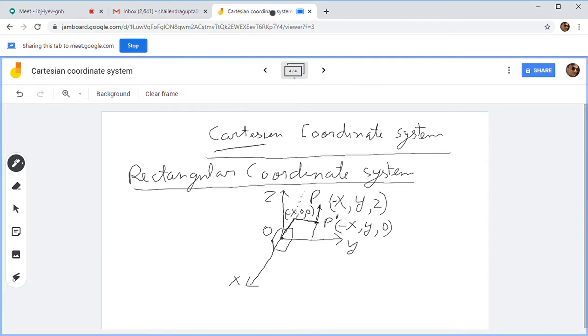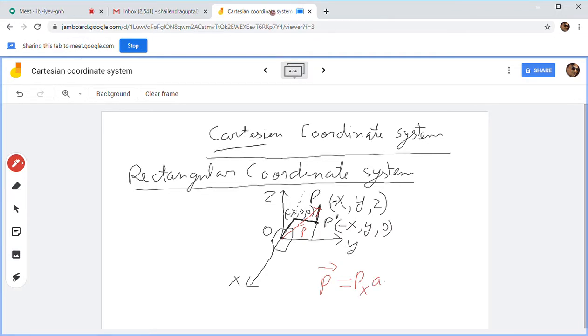So what you do, you first travel in minus x direction, then plus y direction, then in z direction to reach your point P. So if you want to create a vector P, this is vector P. So this vector P can be defined as Px in x direction.